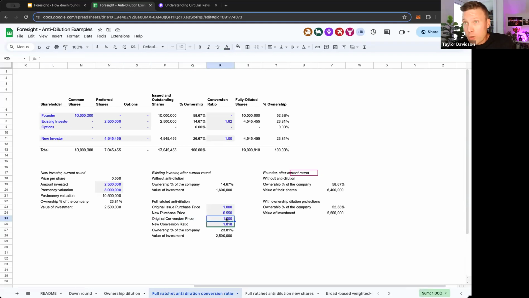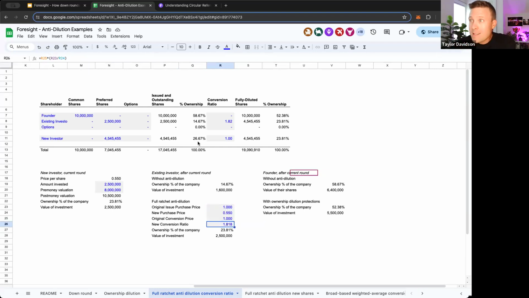The original conversion price was 1, right? Or original conversion ratio, I think, actually. So the new conversion ratio, I apologize, this is the important part of this formula. It says, hey, original conversion ratio times original issue purchase price divided by new purchase price. So we calculate that as 1.8.